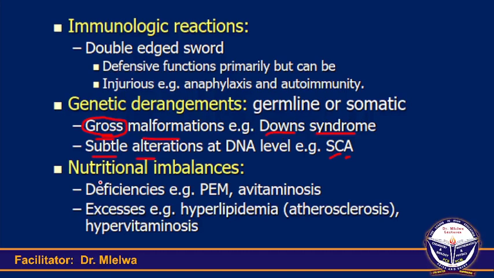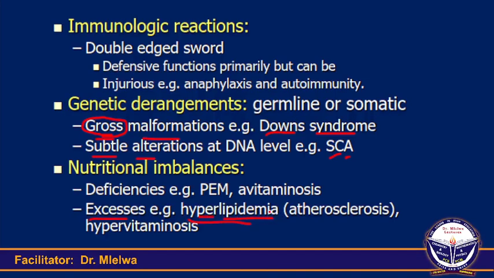And then also we have the nutritional imbalances. Nutritional imbalances can lead to cell injury. Kama nilivyosema, in our bodies, all amounts should be maintained at a certain level. It should not decrease and it should not increase. For example, we have nutritional deficiencies such as PEM and avitaminosis, and also some with excess nutrition like hyperlipidemia. Hyperlipidemia means excess lipid. Hyper is excess, lipidemia stands for lipid.